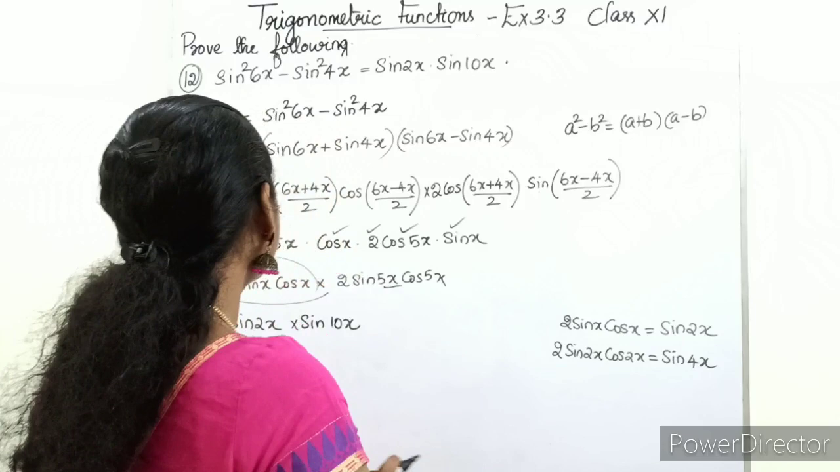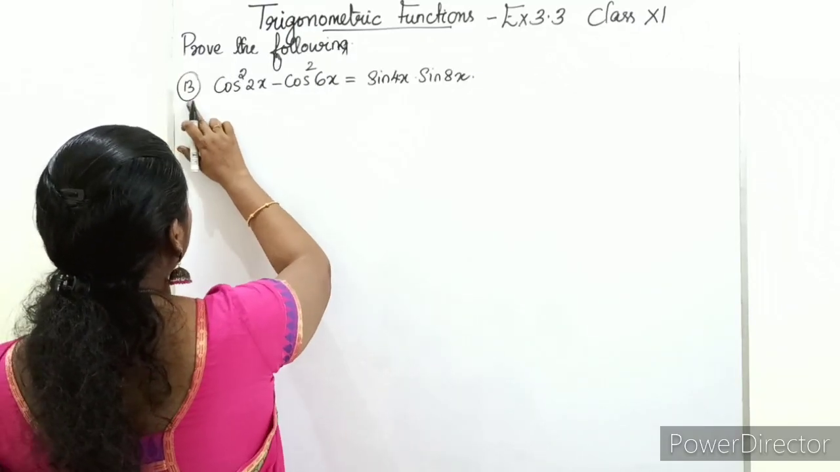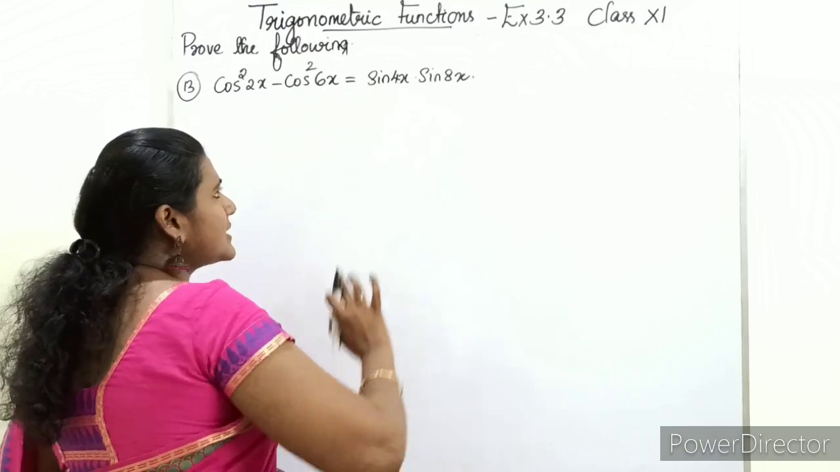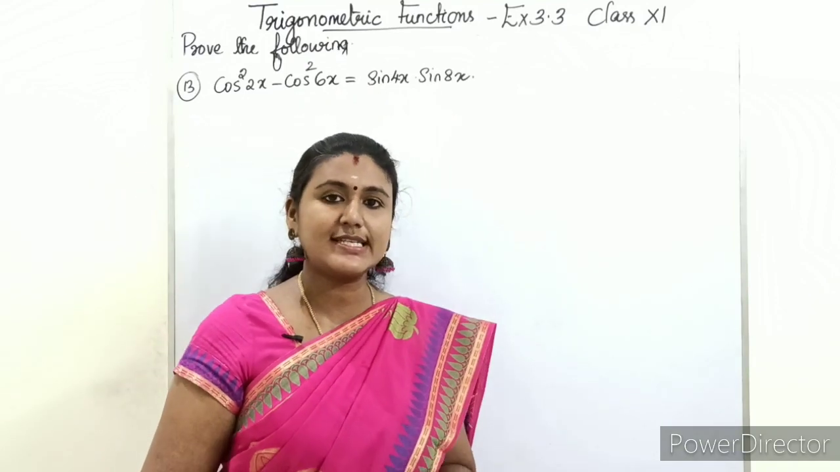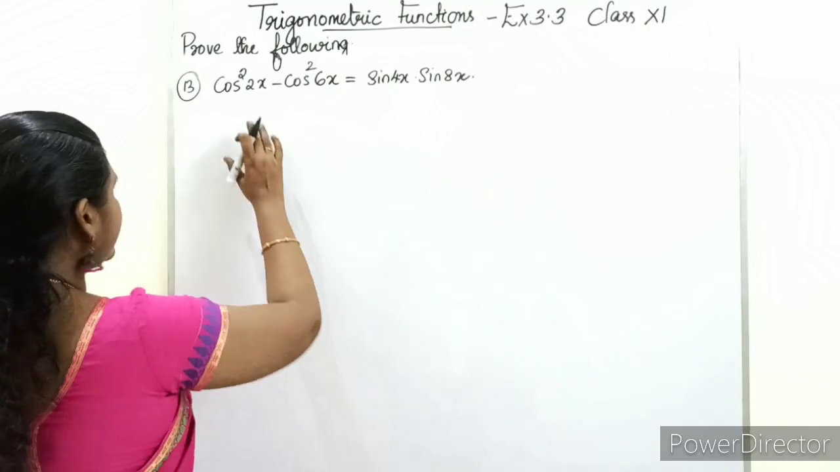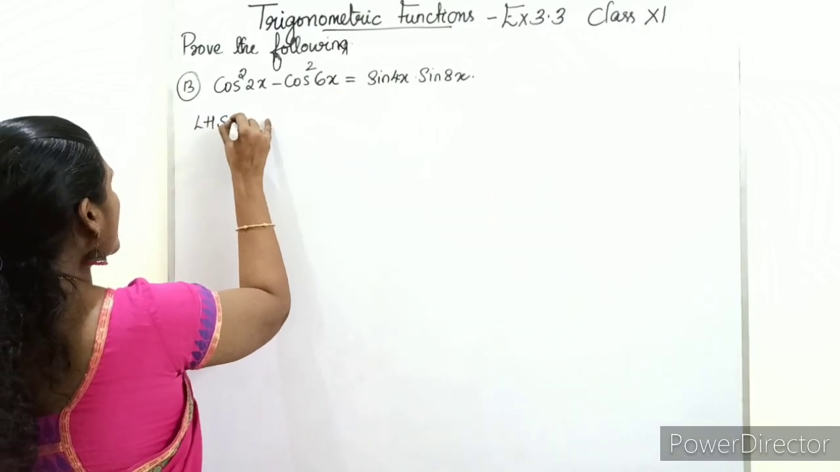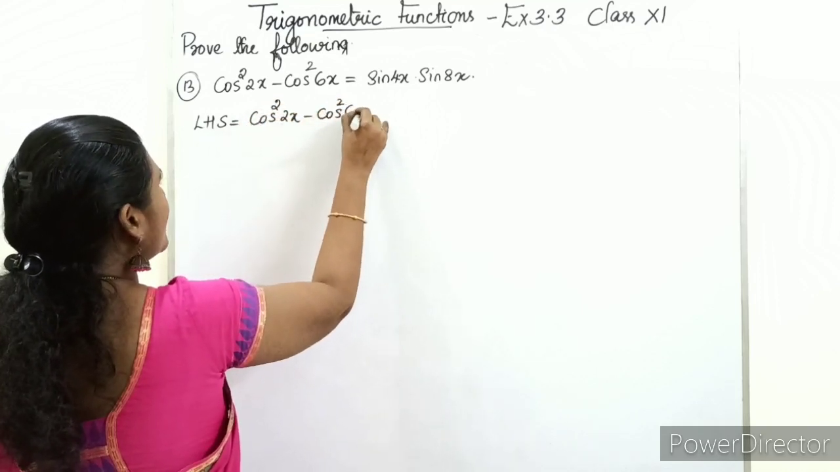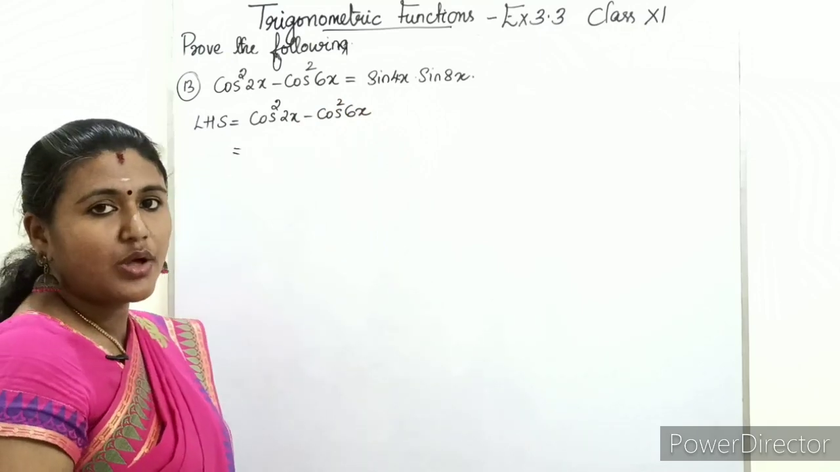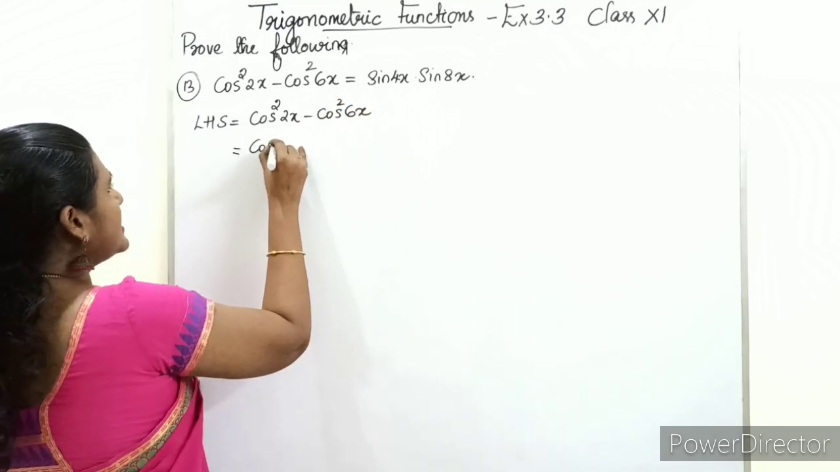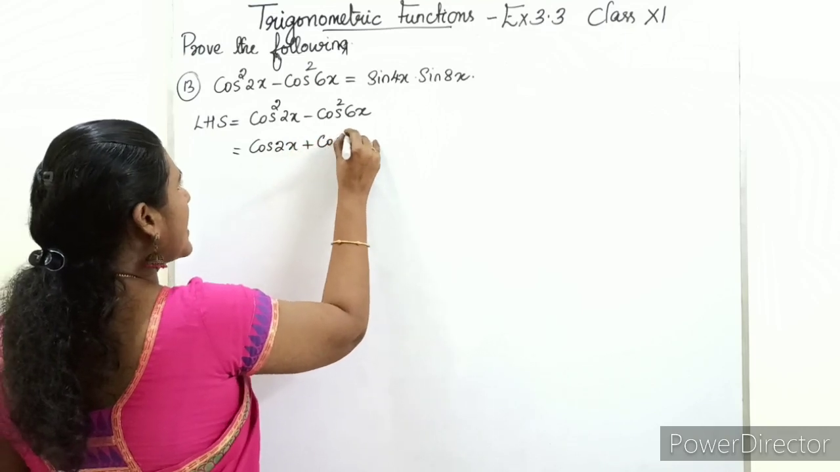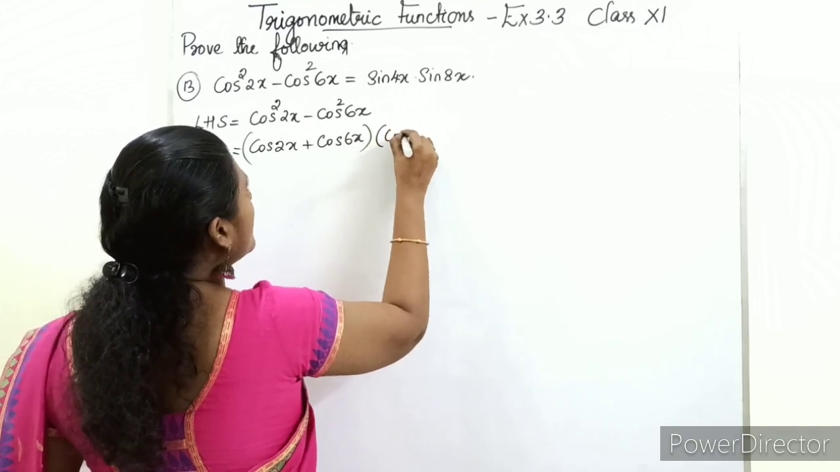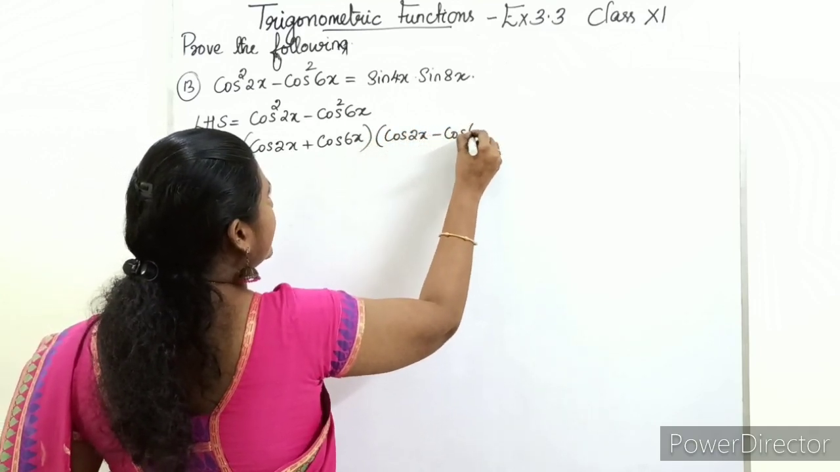Now the 13th question. Question number 13: cos square 2x minus cos square 6x is equal to sin 4x into sin 8x. This question is similar to the previous question. The left side we will simplify. LHS is equal to cos square 2x minus cos square 6x. We will use the identity a square minus b square, which is a plus b into a minus b. So cos 2x plus cos 6x into cos 2x minus cos 6x.